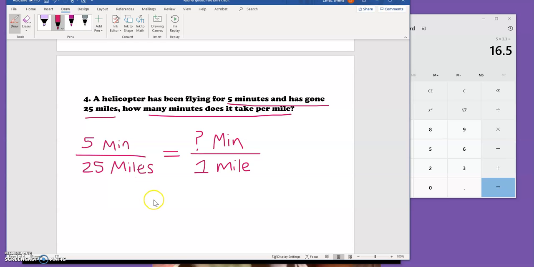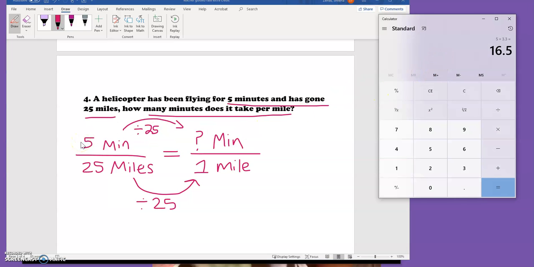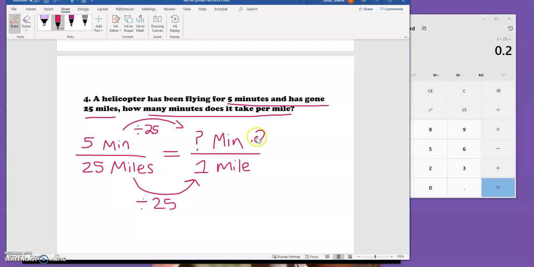And so now I'm going to decide, am I multiplying or dividing? So going from 25 to 1, those are the two numbers I know. To get 1, I know any number divided by itself. So 25 is being divided by 25 to get 1. And I'll repeat that step over here. Make sure you're putting it in the order that it is given. So I'm going to do 5 divided by 25, and that gives me my answer of 0.2.